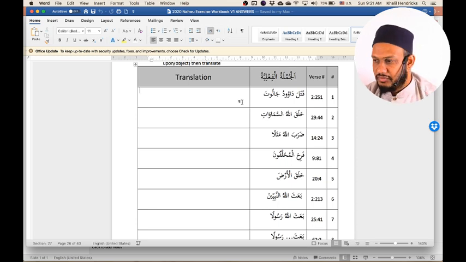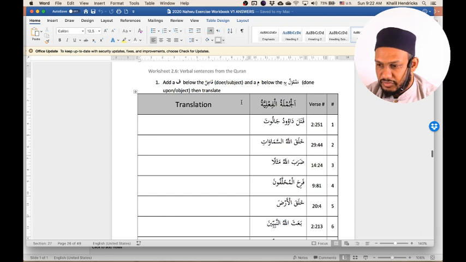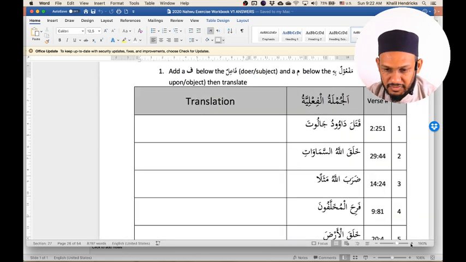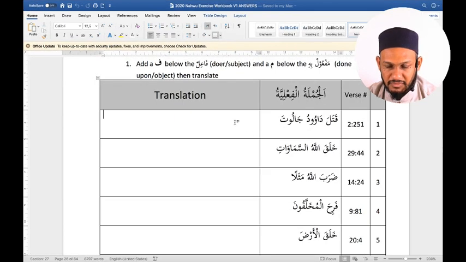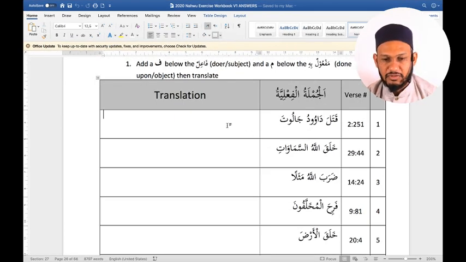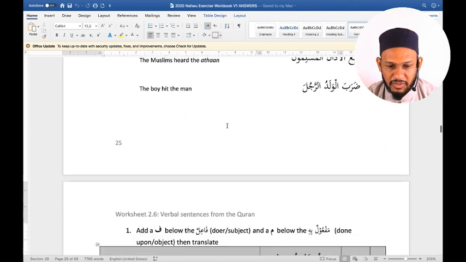We're going to do number 2.6. Okay, let me just move in here a bit. Okay. So in 2.6 you have to translate it and you have to identify where the fa'il is with a fa and where the maf'ulun bihi is with a meme for maf'ulun bihi.